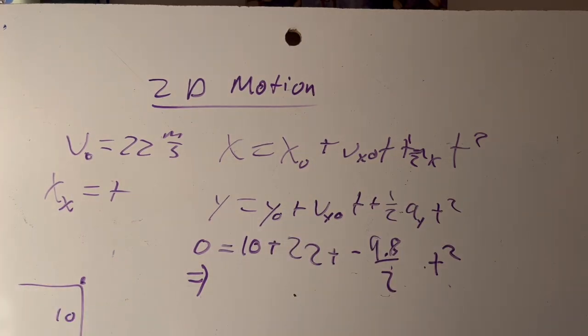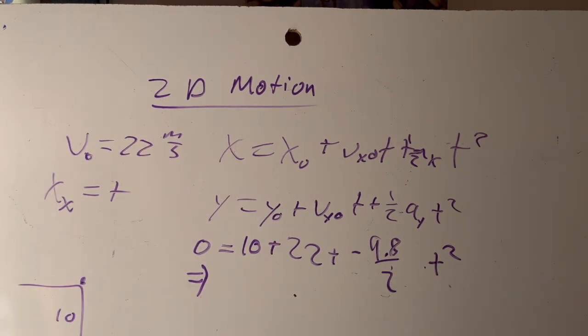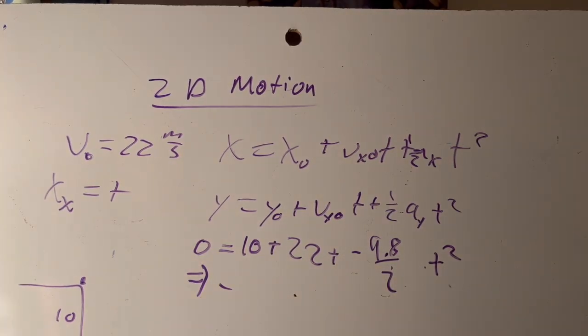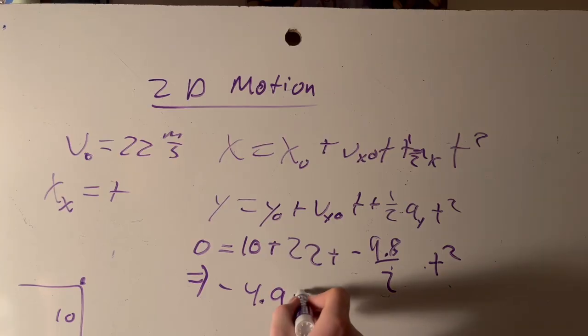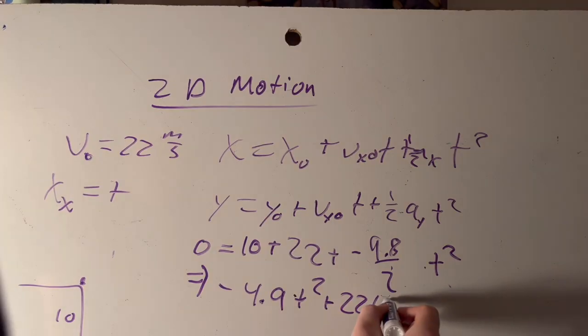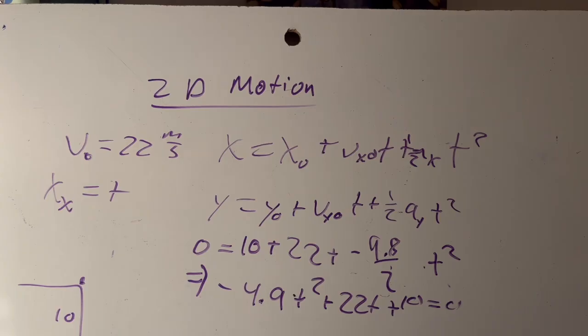And now, I guess we don't need to move the negative 10. It's just a quadratic equation. We got negative 9.8 divided by 2, which is roughly 4.9. So negative 4.9 t squared plus 22t plus 10 is equal to 0. And all you need to do is solve for your t variable.